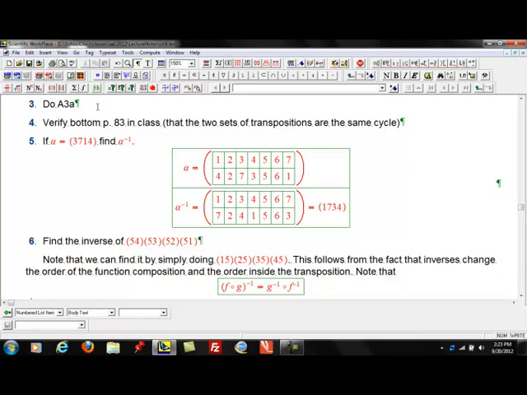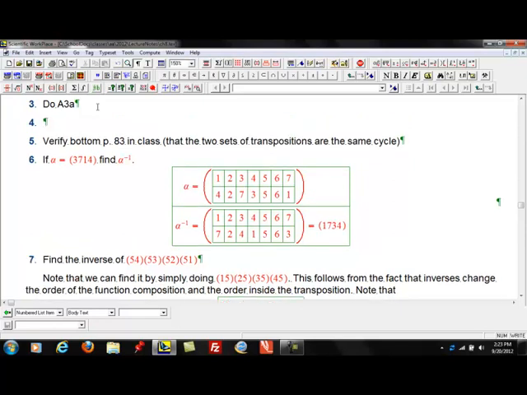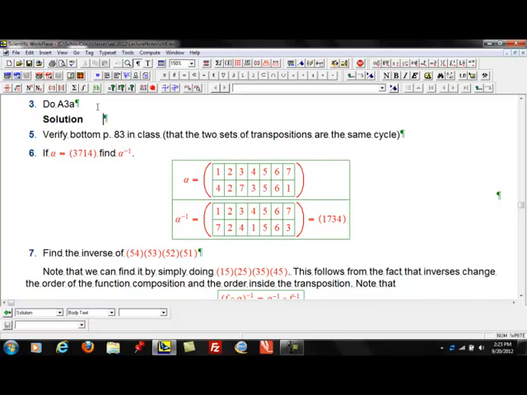Let's look at A3A. We want to get all of Part A done so you guys can do that. Express each of the following as a product of transpositions. So, number A, 1 3 7 4 2 8. So there's the cycle.